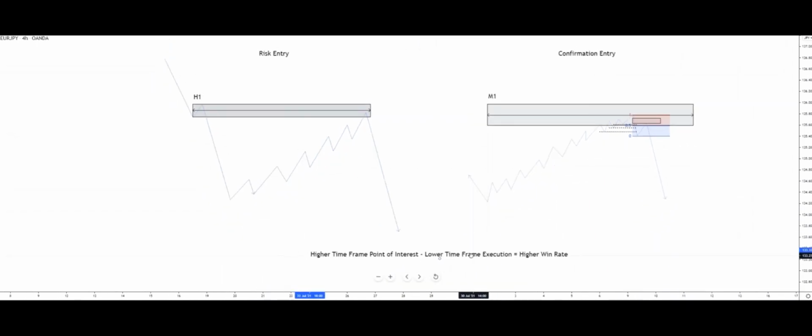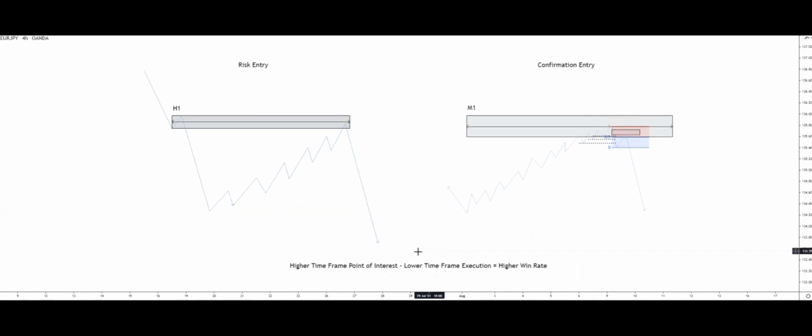Now, me personally, confirmation entries are much better. If we find a high time frame point of interest, like you do with any entry, if you're taking a risk entry, you're still finding a high time frame point of interest and using that time frame to jump into the markets. So if you find an order block on the H4, you're going to stay on the H4 time frame until price taps into that zone, and you're still going to stay on the H4 time frame and take a risk entry.